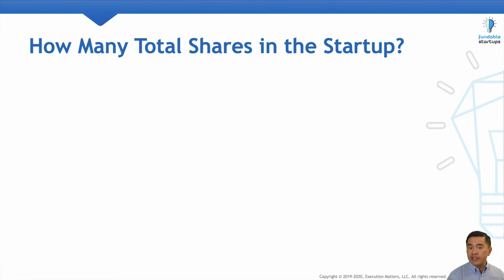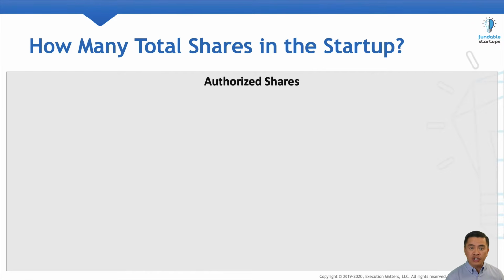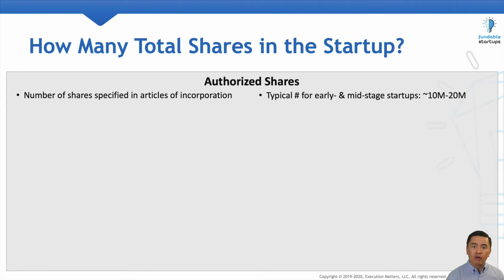We'll walk through this visually using a Venn diagram. We start with the total number of authorized shares in the company. This is the maximum number of shares the company can issue and is spelled out in the Articles of Incorporation. A typical number for well-formed early and mid-stage startups is somewhere between 10 million and 20 million. Personally, I prefer to start with 20 million.